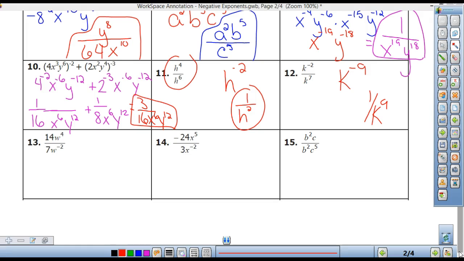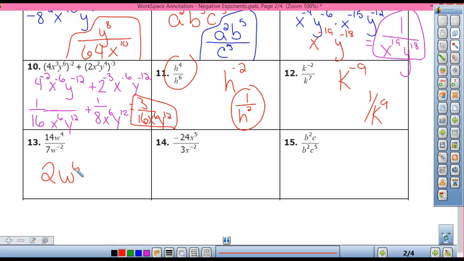All right, 13. What do I do with my coefficients? Divide them. What do I get? 2. And then we've got 4 minus negative 2, w to the 6. Do I have any negative exponents? Nope, so I can leave it. Does that make sense how we went top minus bottom?